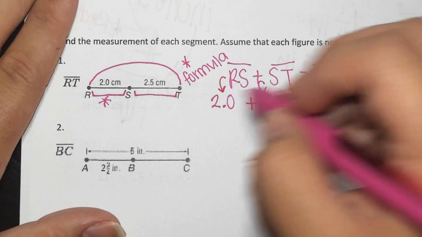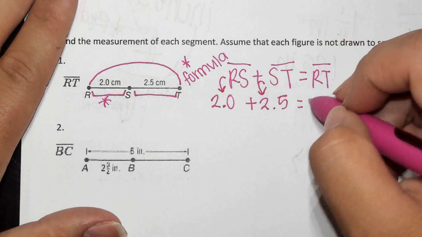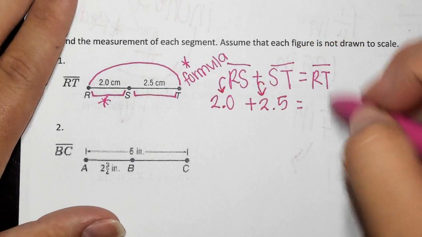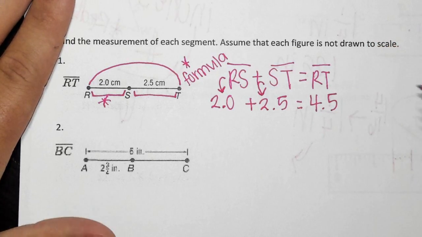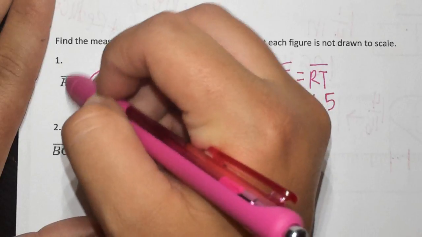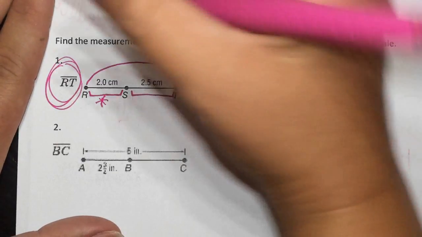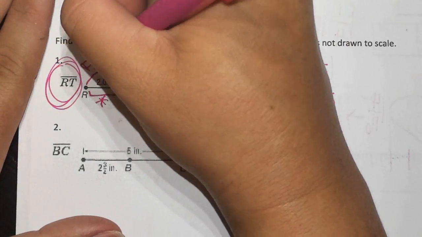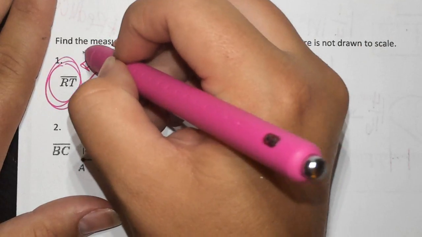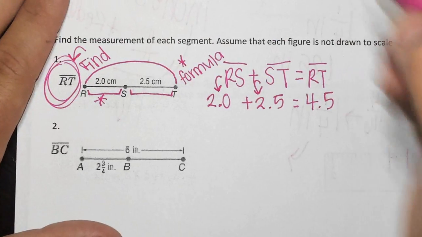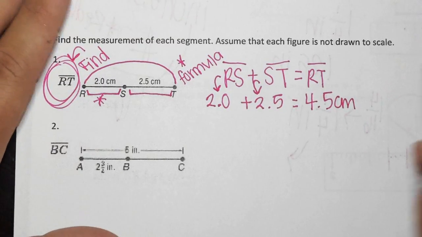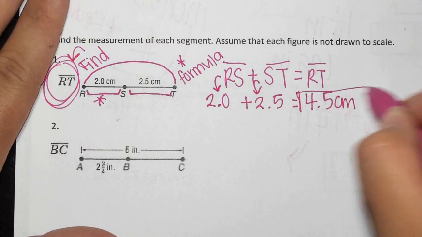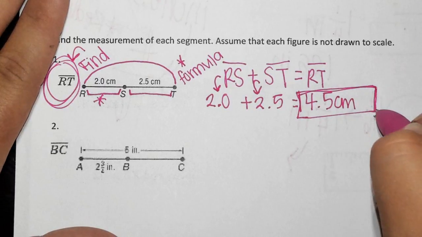So that means the whole thing. Yes, add them together. 2 plus 2 is 4. 0 plus 5 is 5.5. So, RT, this right here, this is what you are finding. That's what it wanted you to find. There we go. Centimeters. Please get in the habit of boxing or circling or underlining your answer.